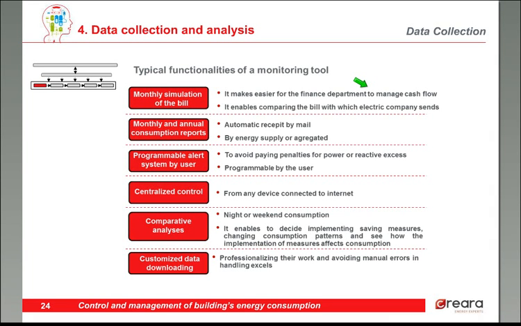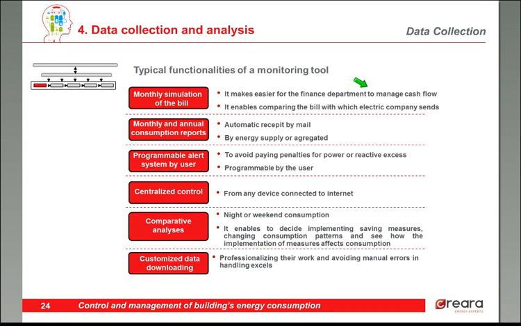Third one, programmable alert system by user. This is also very important because it is a very useful tool to manage the energy consumption. I mean, this alert tells the user when something wrong is happening. For example, when we are exceeding the maximum power consumption, or when we are having anomalous energy consumptions, for example, to avoid penalties.